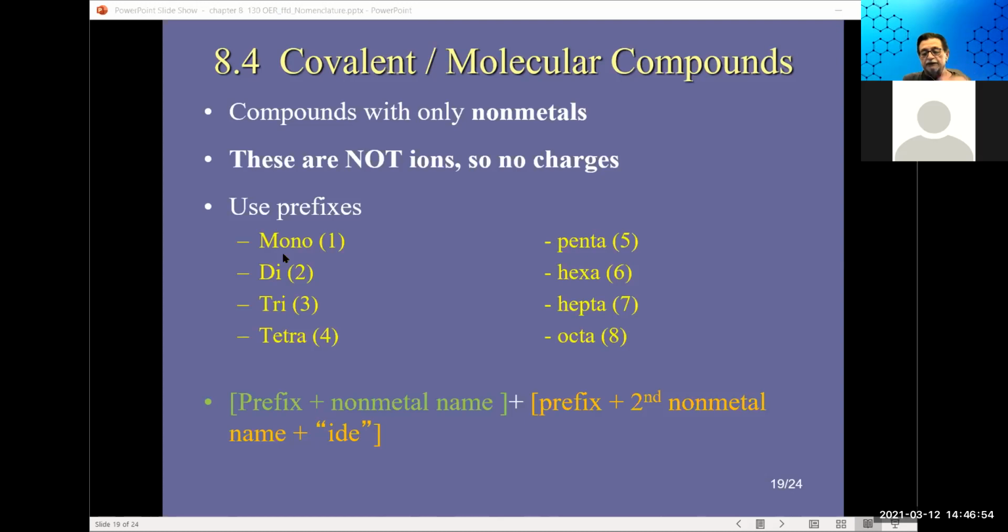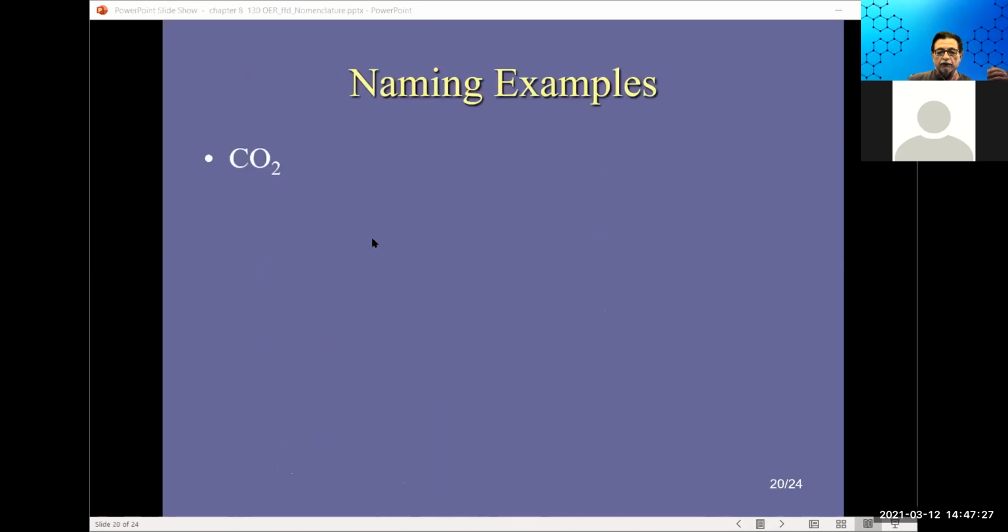So we have the prefix and then the second nonmetal name plus the -ide. Oxygen in the inorganic compounds or ionic compounds, we converted its name to oxide. We continue that practice here. So oxygen will be oxide, hence carbon dioxide. Not carbon dioxygen, carbon dioxide. Don't use the mono for the first nonmetal if it's by itself.